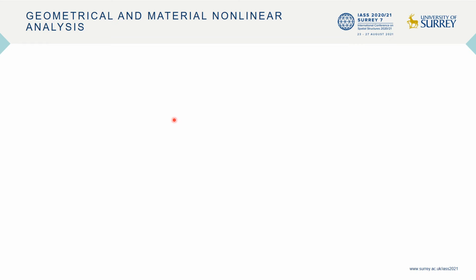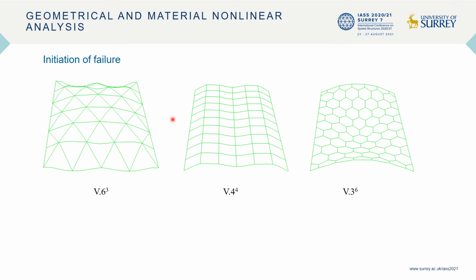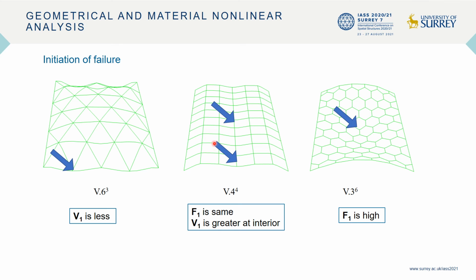While analyzing the failure patterns, a few observations are made. In the configuration on the extreme left side, the failure tends to be at the edges where the average edge valency of vertices is less. For the configuration on the right side, the failure happened at the center, where the edge valency of the faces is high. For the configuration in the center, the failure happened at the ground region, where F1 is the same, but V1 is greater than at the interior.